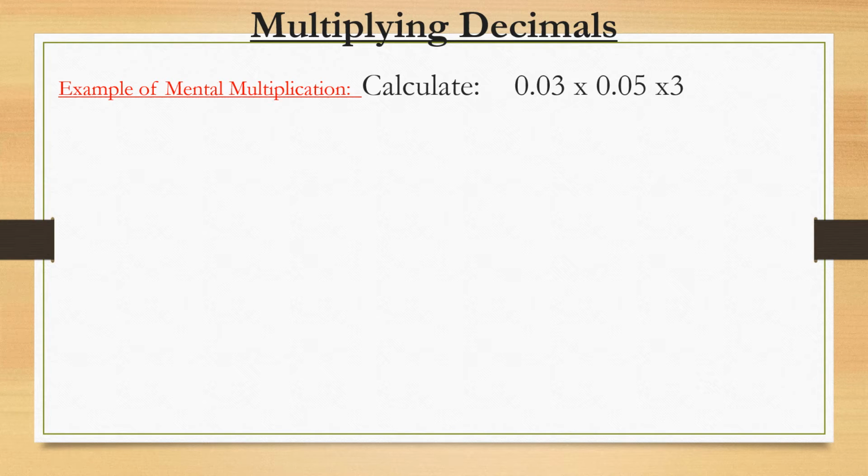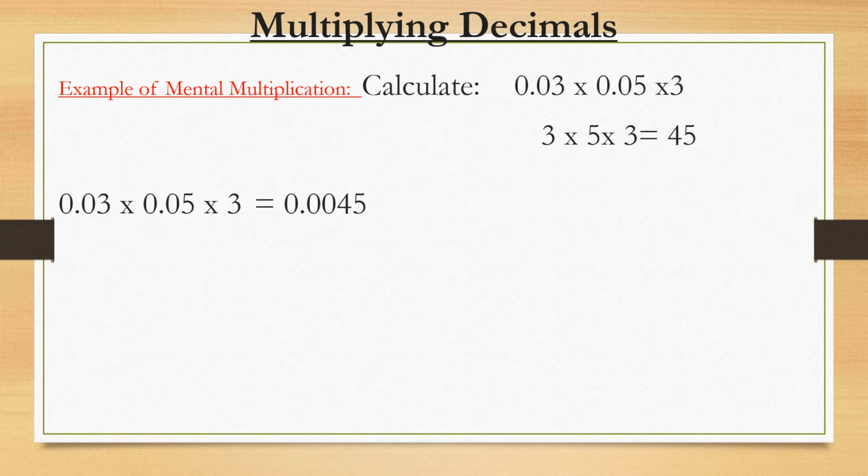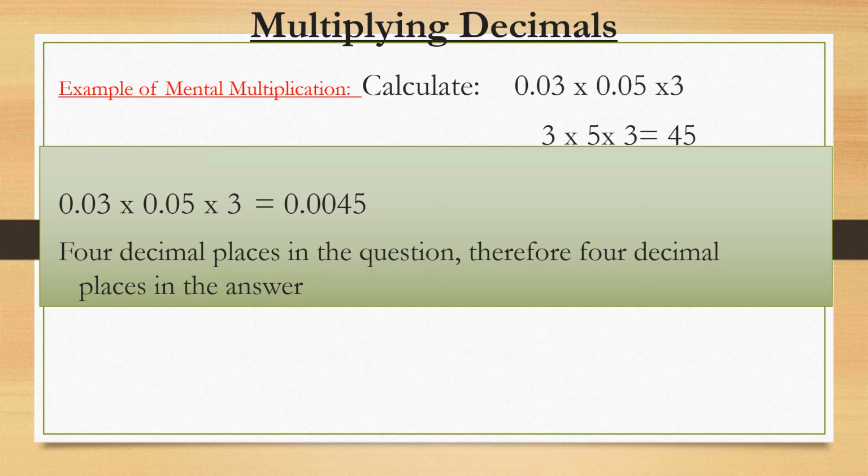Now, how do we multiply decimals mentally, especially when you have non-zero numbers and zero numbers? First, you take the non-zero numbers to multiply them. 3 times 5 times 3, which is 45, and then you count how many numbers after the decimal do you have. Here you have 4, so you have to count 4 decimal places in the answer and then place the point.